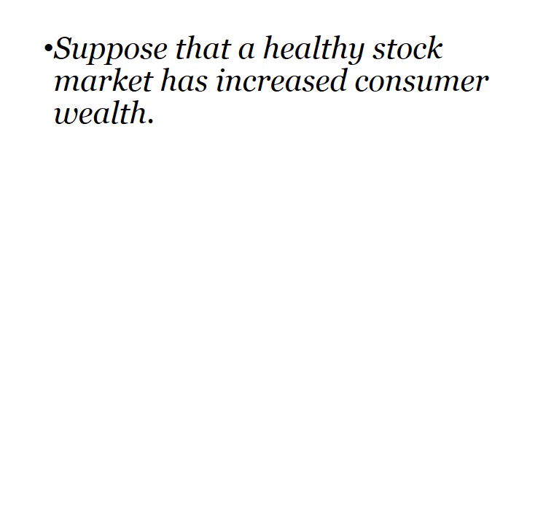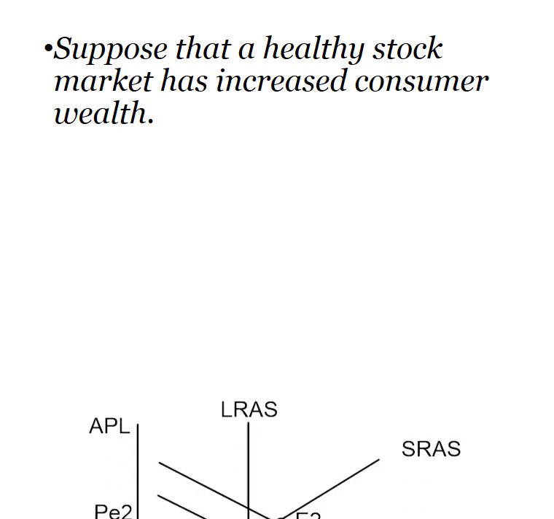Then we read the category, the shifter. It says, suppose that a healthy stock market has increased consumer wealth. So think of what line that will shift and in which direction, and then go ahead and draw that. Label the subpoint, and now let's check.